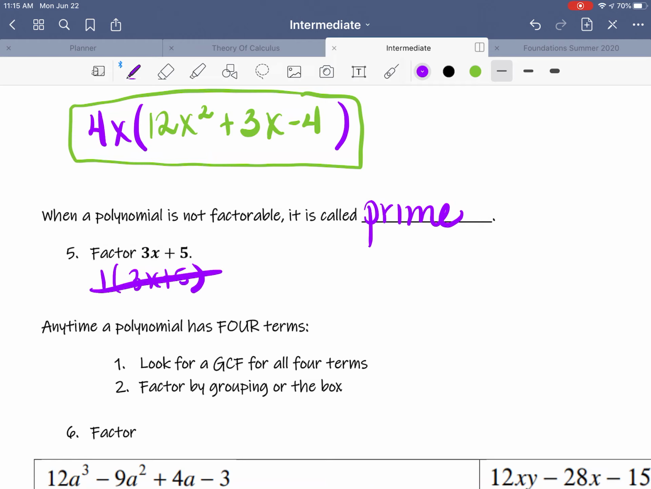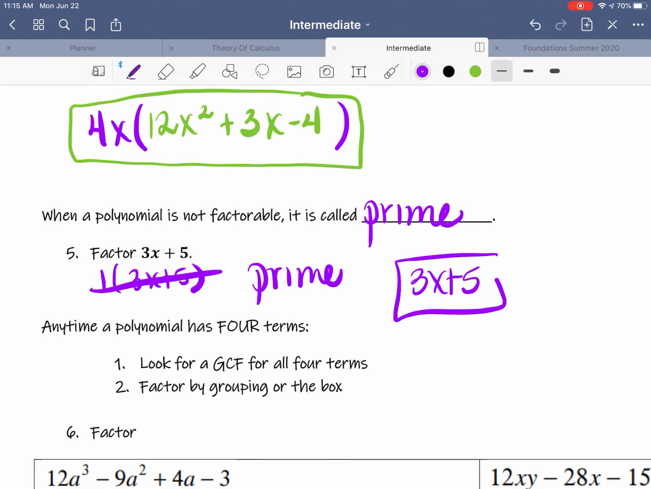So we would call this prime. It is totally factored. It's totally broken down. It cannot be broken down anymore. It is done, and that is just your answer. It is what it is.